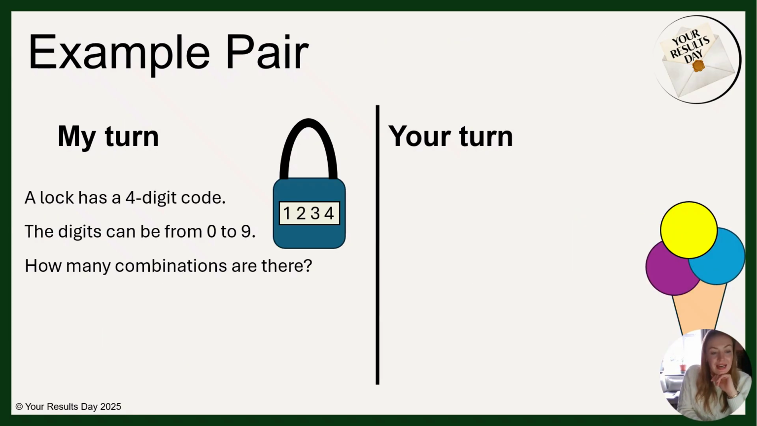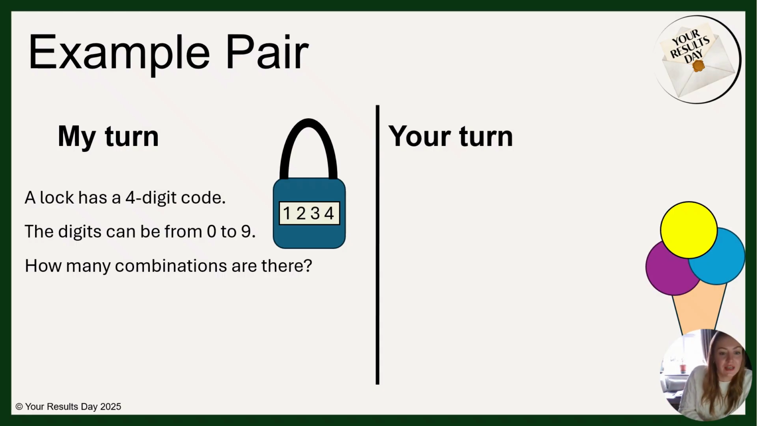A lock has a 4-digit code. The digits can be from 0 to 9. How many combinations are there? Now with a question like this, you need to consider whether each time you pick one, it reduces the number you've got overall. So when we were picking tiles from a bag, every time I took one, it meant there was one less in the bag. That's how I ended up doing 5, but then times 4, and then times 3.